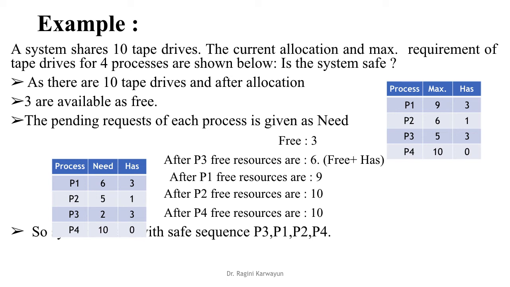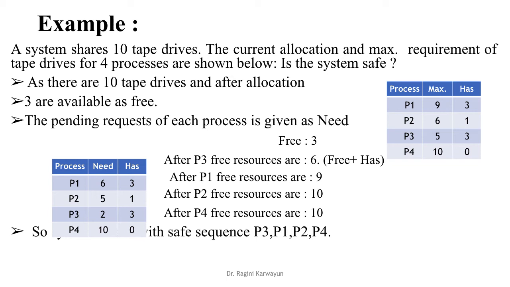So, we will have 6 resources as free. Then P1 will be able to finish off because P1 needs 6. After finishing off, it will release the 3 resources that were already allocated to it. So now the free resources will be 9. Then P2 will be able to finish off and then P4 will be able to finish off. So the safe sequence will be P3, P1, P2 and P4 respectively.